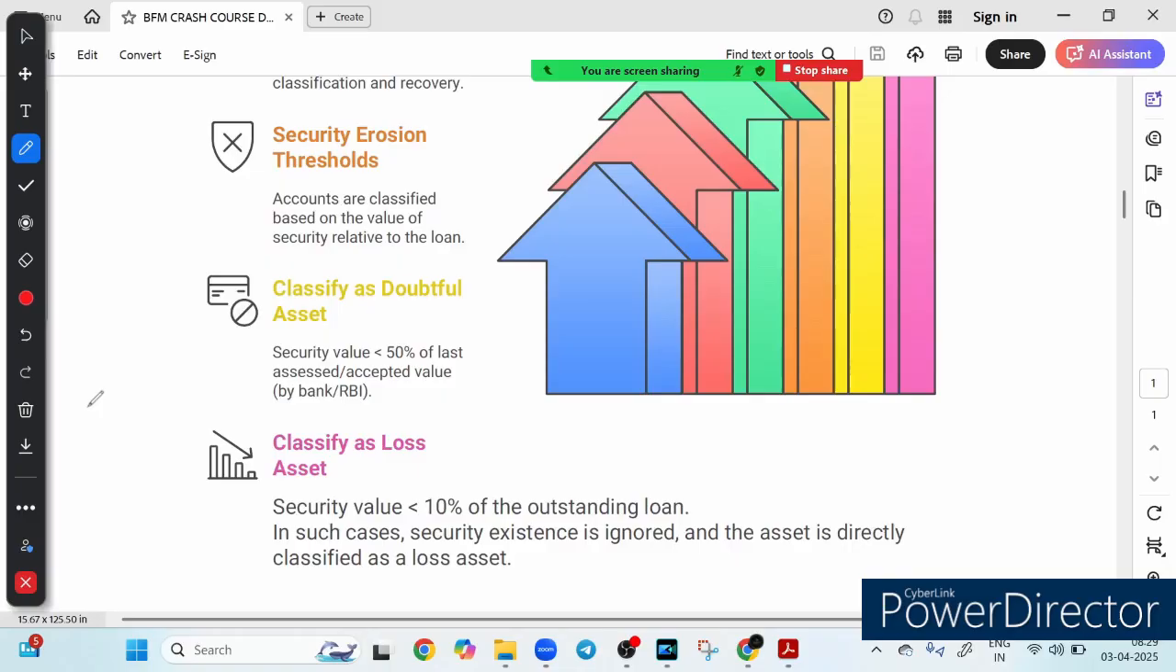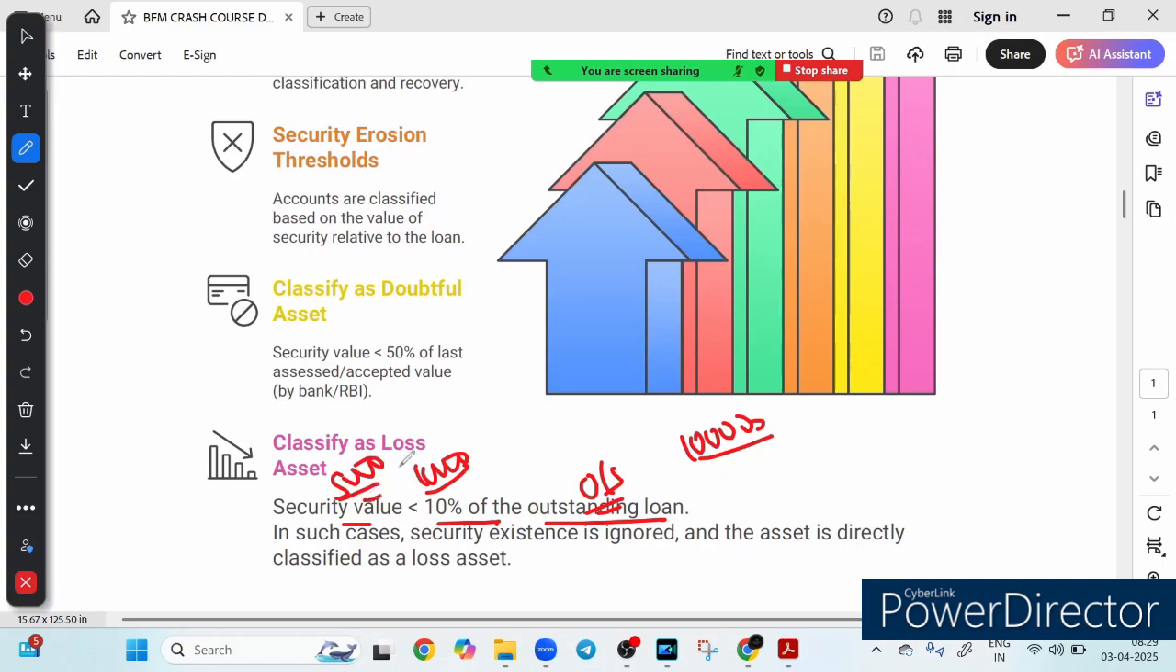Now then we have classification as a loss asset. What is the meaning of loss asset? In some cases, the value of security falls below 10% of the outstanding loan. So suppose the outstanding loan is 1 lakh, and 10% is 10,000. Suppose the security value is 5,000 only.